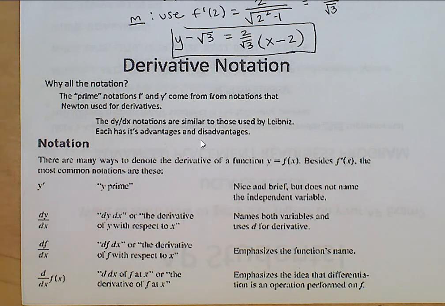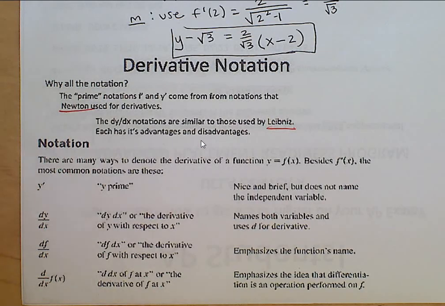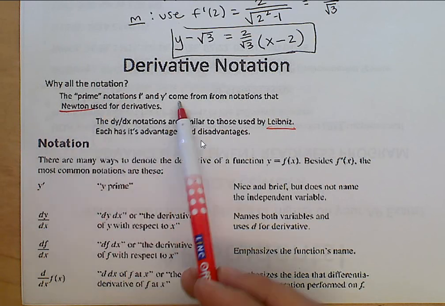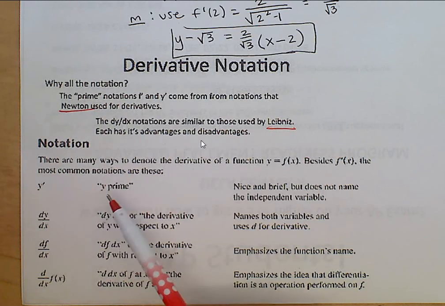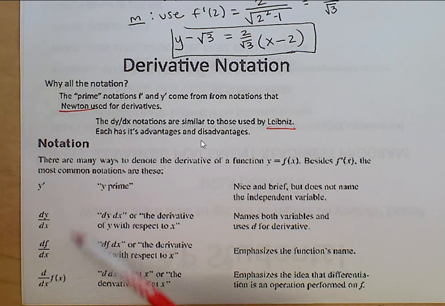So basically there's a lot of different notation because both Newton and Leibniz, if you remember, thought they invented calculus at the same time. So they came up with different notations to use. Newton came up with the very simple prime notation, and this is nice because it's very short and easy to write, but it doesn't give you as much information as Leibniz's notation. Leibniz notation may seem very confusing at first, but it actually gives you some really great information.